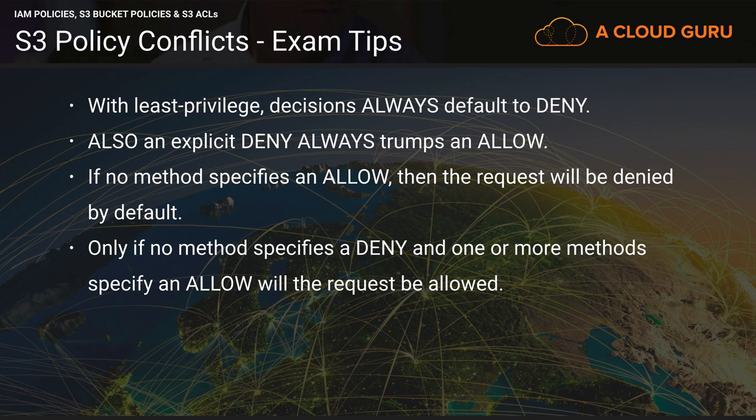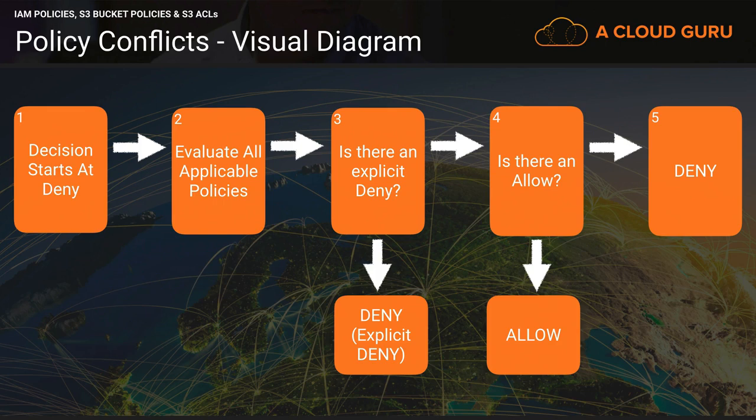Only if no methods specify a deny and one or more methods specify an allow will the request be allowed. Basically, learn this diagram, or this decision flow, going into the exam. It's going to pick you up between 5 to 10 marks.